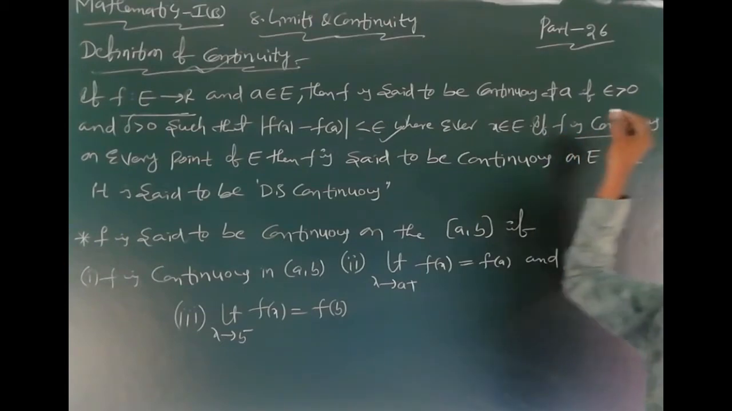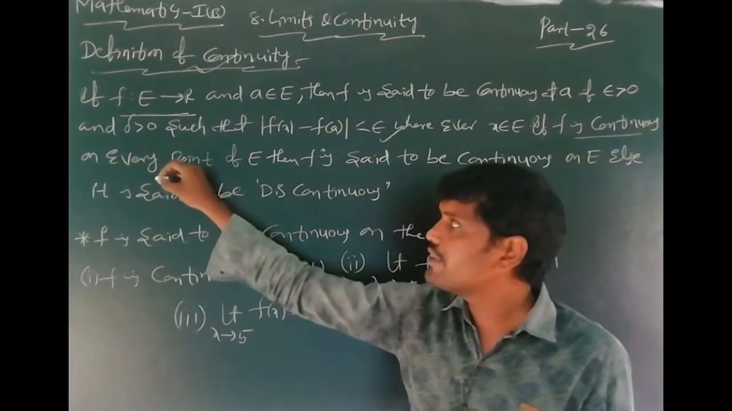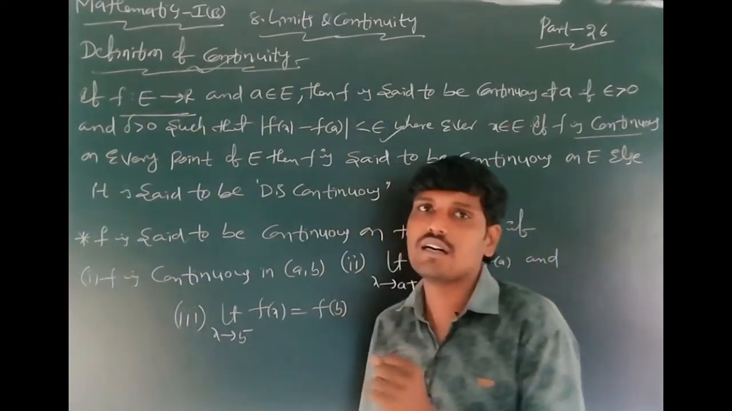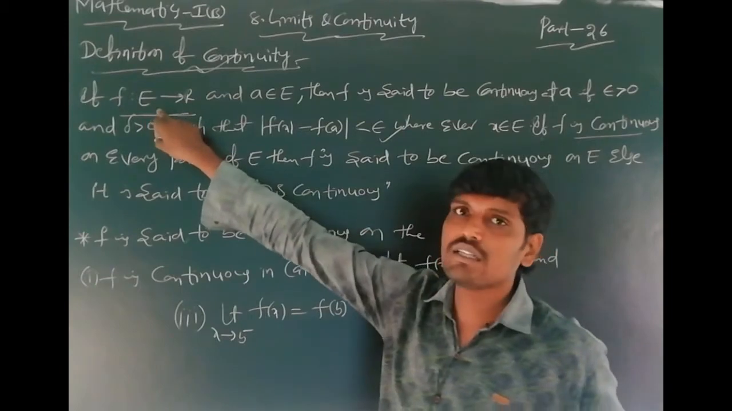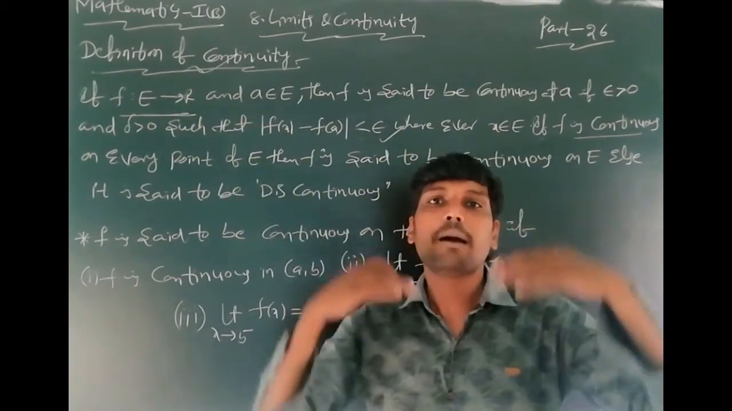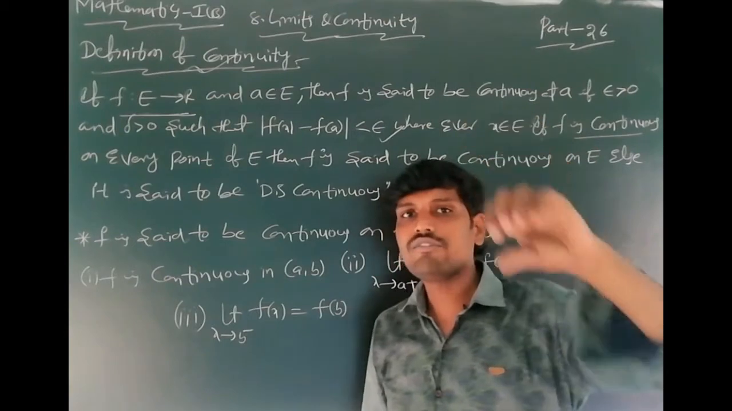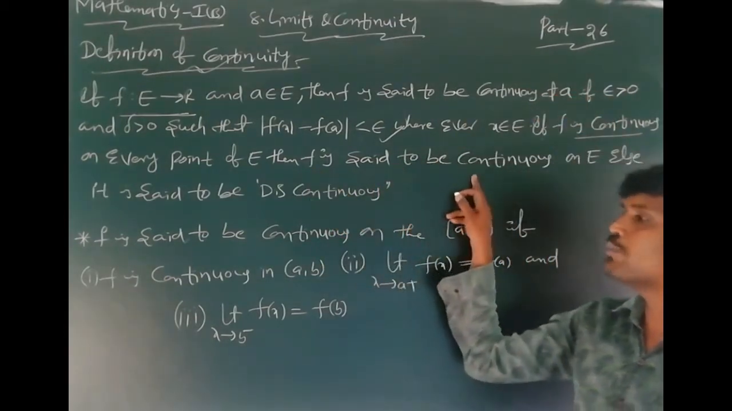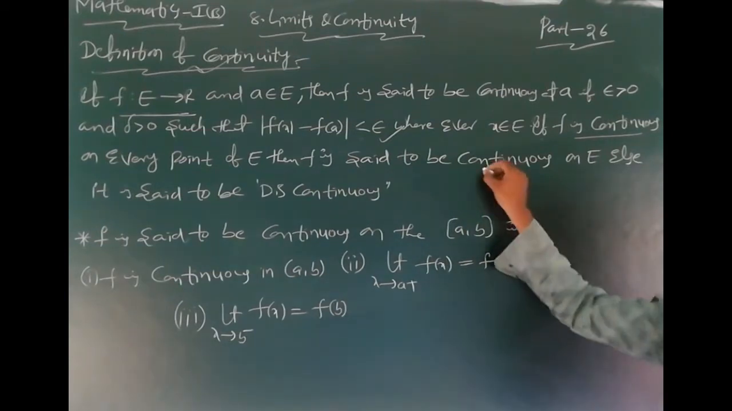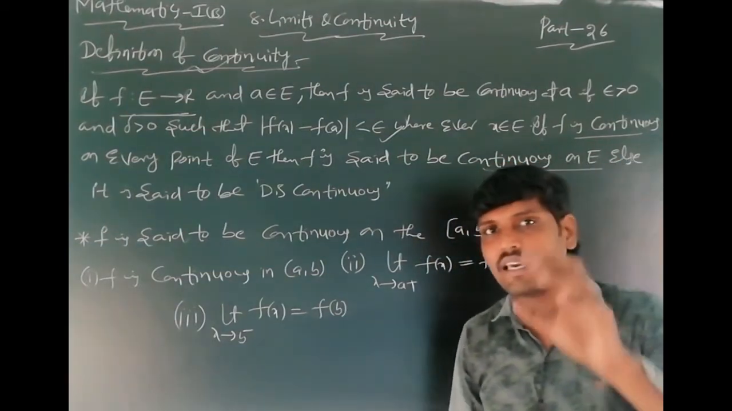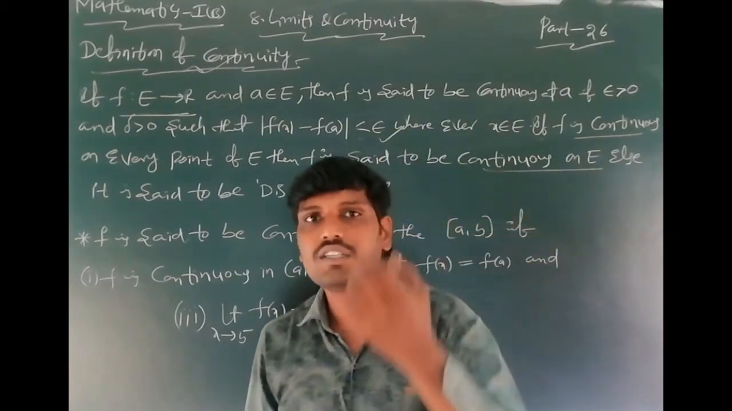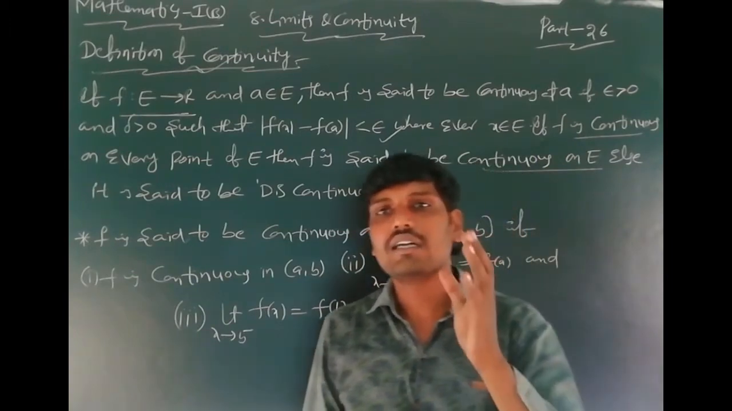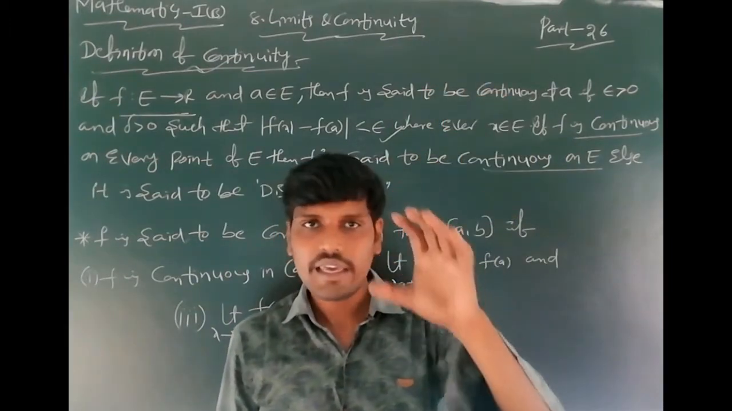If f is continuous at every point of E, nothing but in this domain E, the number of points is there, and f is continuous at every point of the domain, then f is said to be continuous on capital E. Here the function f is continuous at every point of E, then the function f is continuous on that domain E.